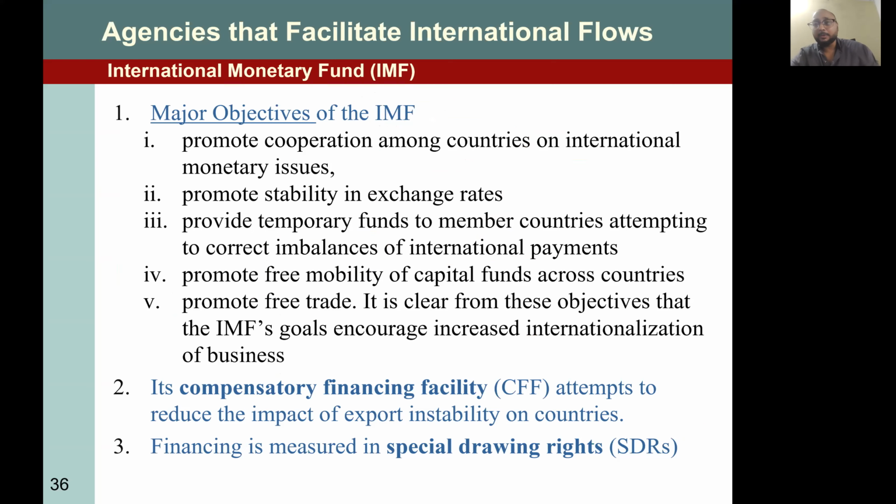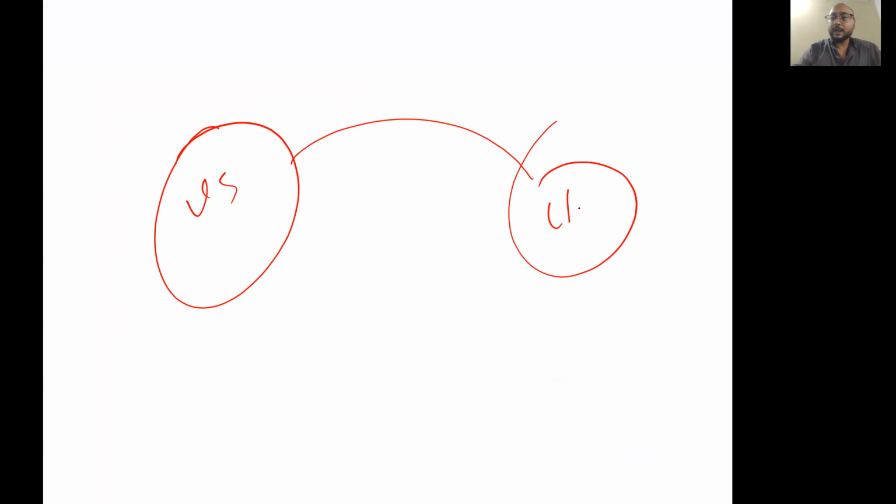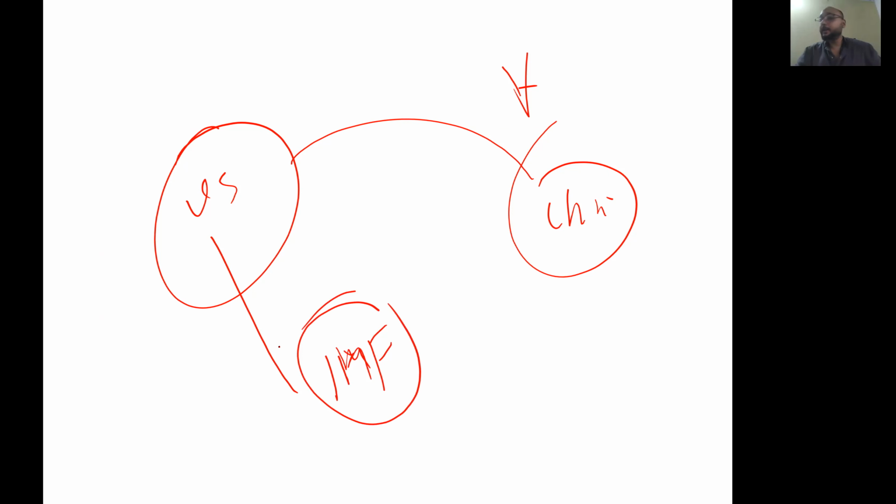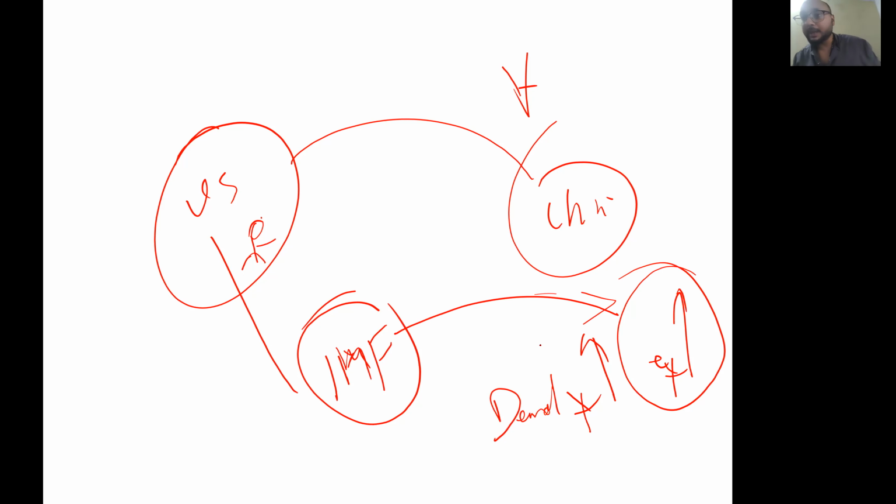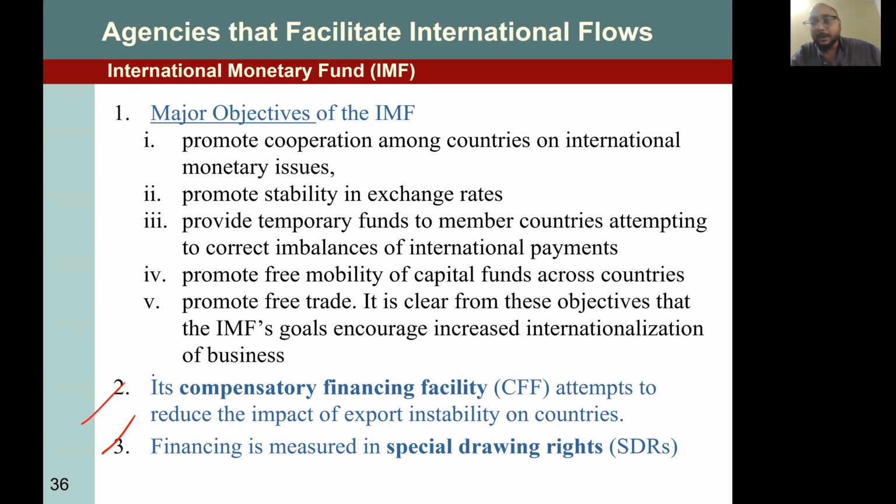In our previous example, what if the US needs to pay China more yuan and goes to the IMF because it doesn't have yuan? In the US, consider that yuan is just like a product: because you need to pay the Chinese, you demand more yuan. So demand for yuan goes up, which means the exchange rate for yuan goes up. In order to balance this exchange rate imbalance, or for exchange rate stability, the IMF issues compensatory financing facilities to its member countries.